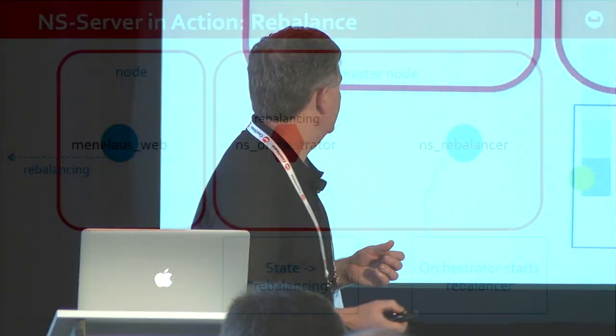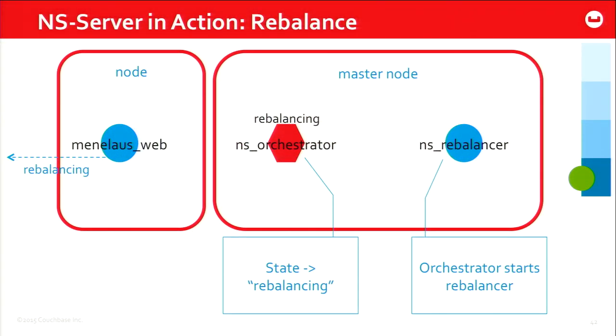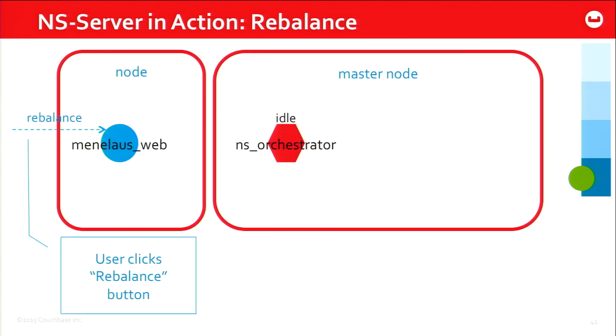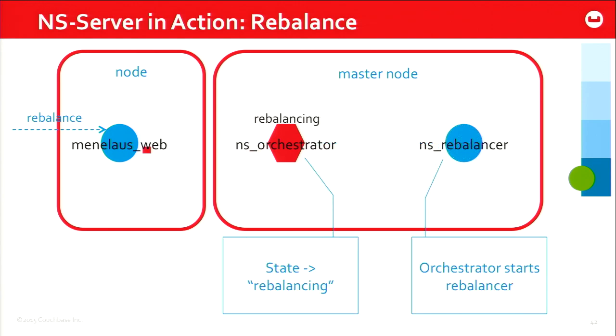So the node that receives the request is any node. It receives the request and then sends the message to the orchestrator on the master. Those may be the same, but they're not necessarily the same.